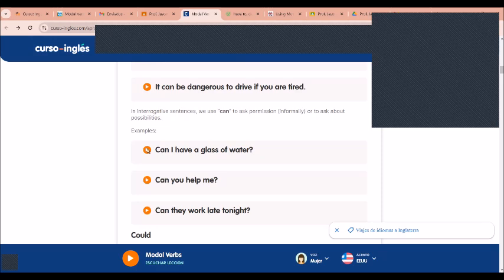Melissa, in interrogative sentences. Yes, in interrogative sentences, we use can to ask permission, informally, or to ask about possibilities. Examples: can I have a glass of water? Can you help me? Or can they work late tonight? All right, good. Now, Melissa, can you drive? No, I can't. All right. Well, you both need to learn. Learn an instrument, learn to drive. It will be very helpful in the future.